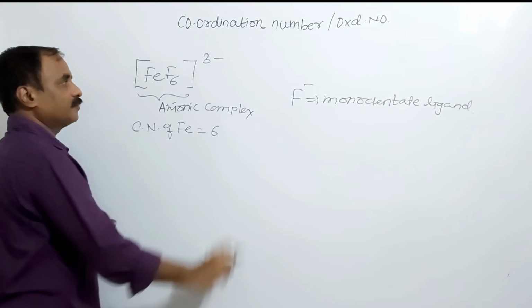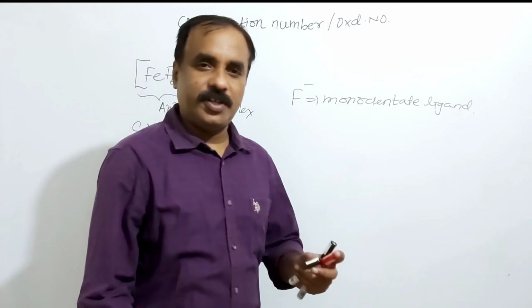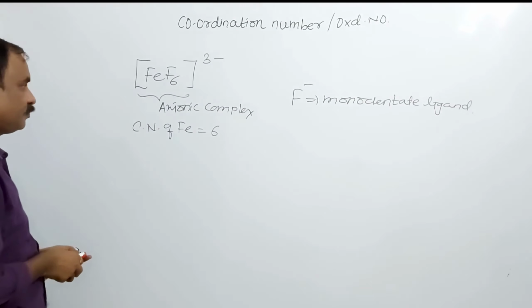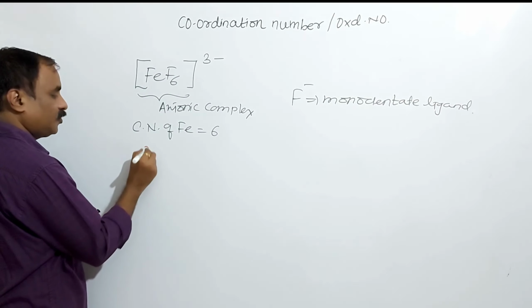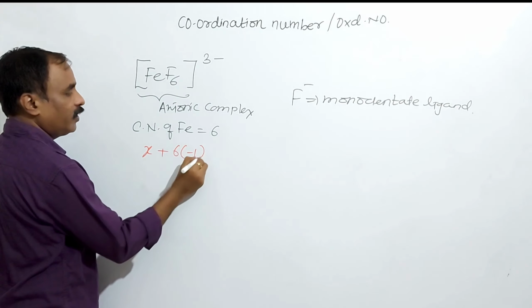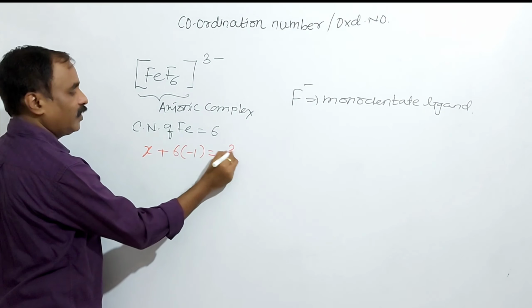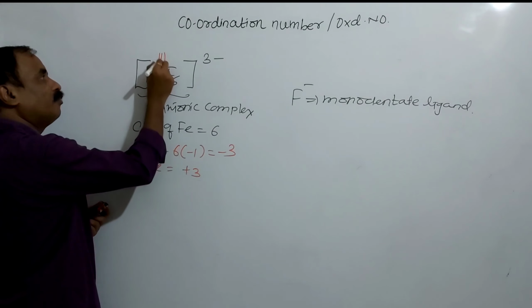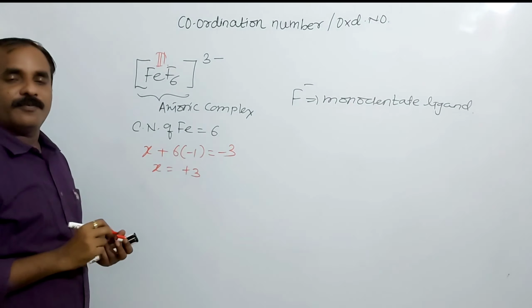is what? 6. What is the oxidation number? Consider the oxidation number of iron X. X plus 6 into F carries -1 equals the total charge on this, which is -3. Therefore, X equals +3. Oxidation number is what? +3.